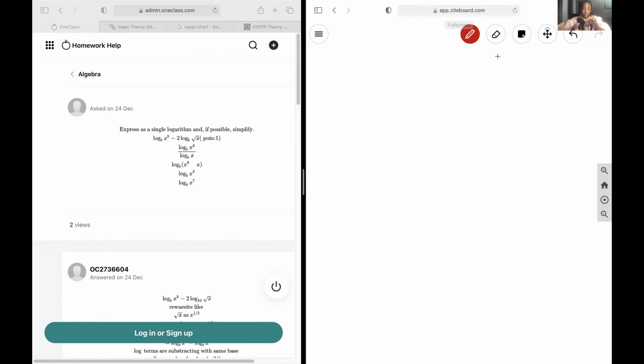Okay, next up, we want to express as a single logarithm and if possible simplify. So let's first write down the logarithmic properties we can see we will need. And so we'll be using log a of b to the power of c is equal to c log a b. And we're going to be using it in this direction.